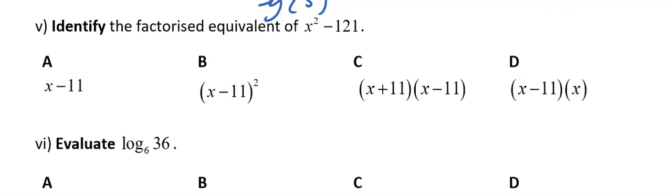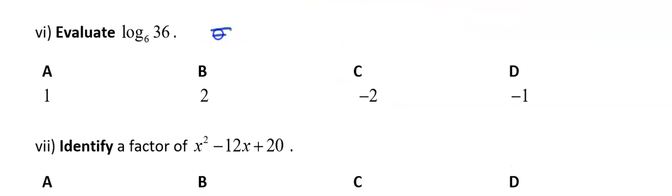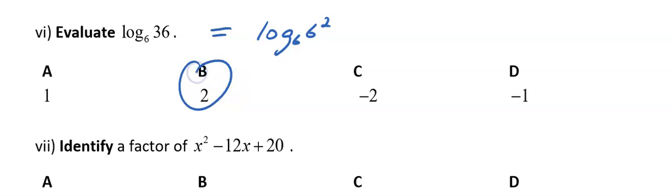The next one, identify the factorized equivalent of x squared take 121, which is x squared minus 11 squared, so that'd be x plus 11, x minus 11. Evaluate log 6 36, so that's log 6 squared, which is 2.